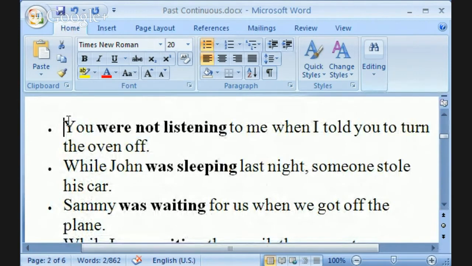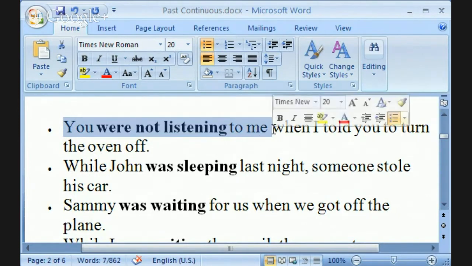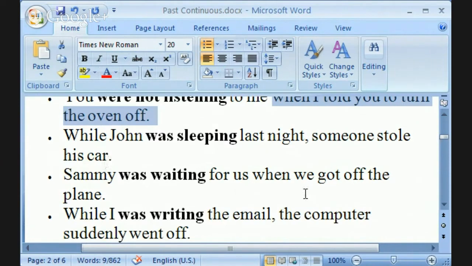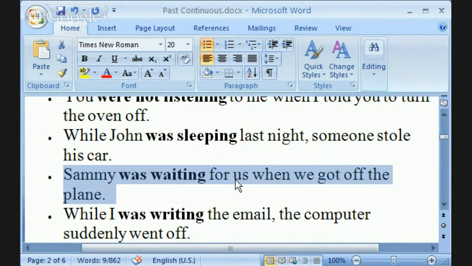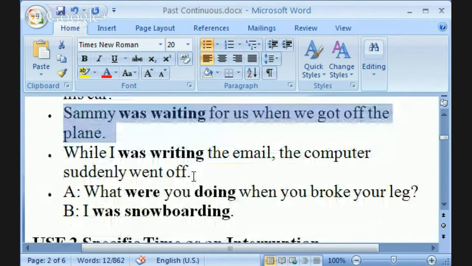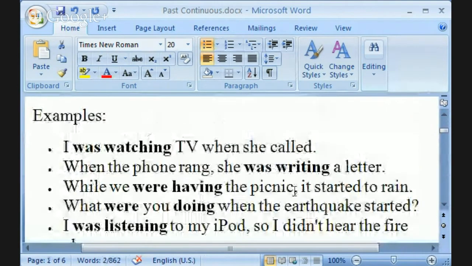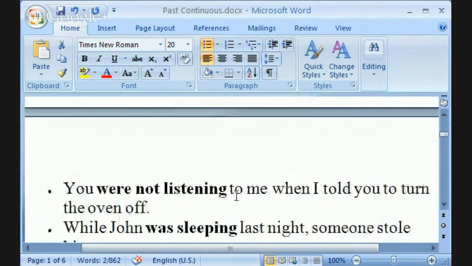All right, a lot more examples. In the negative, you were not listening to me, something you were not doing over a period of time, when I told you to turn the oven off. All right, the rest pretty much the same thing. Sammy was waiting for us when we got off the plane. Notice the verbs we're using: listening, sleeping, waiting, are all verbs that take time to do. Watching TV, writing, having a picnic, whatever.